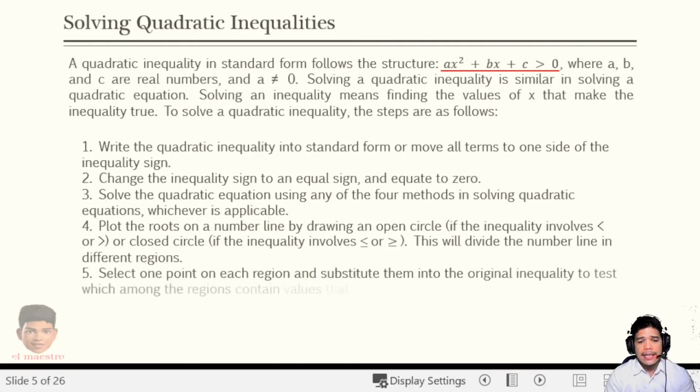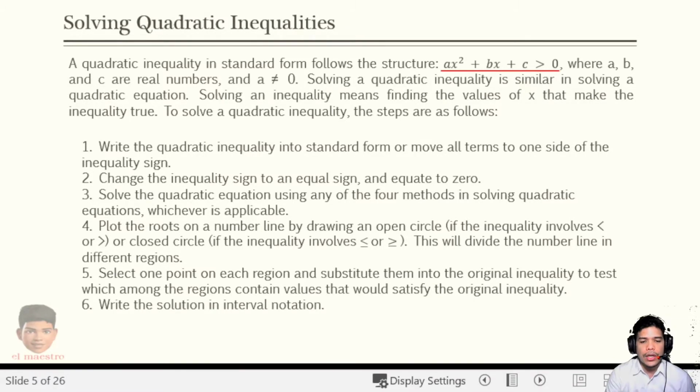Isa-isa. Then, select one point from each region and substitute it into the original inequality to test which among the regions contains the values that would satisfy the original inequality. Okay. So, write the solution in interval notation. So, medyo mahaba-haba, no? So, isa-isahin natin.